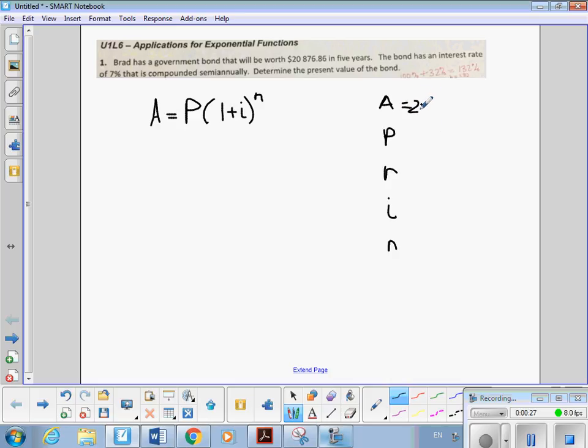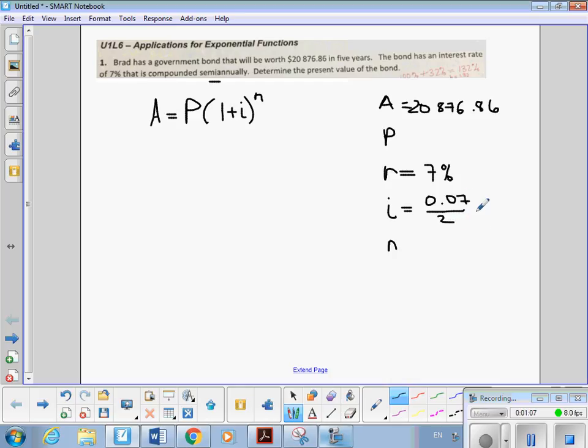So that's 20,876.96. Sorry, this is a little bit sloppy because I'm using my mouse at the moment. The bond has an interest rate of 7% that is compounded semi-annually. So my rate is 7%, so I know my i per compounding period is going to be 0.07. Now I'm compounding semi-annually, so that's 2 times a year, so I'm going to divide by 2.